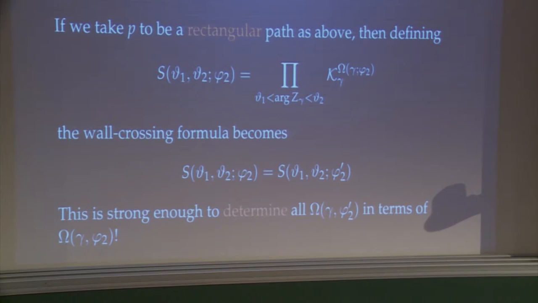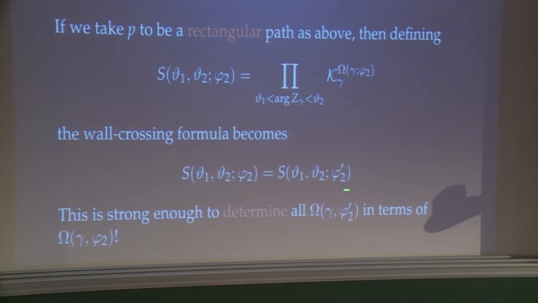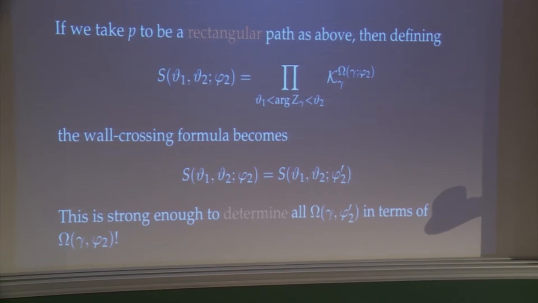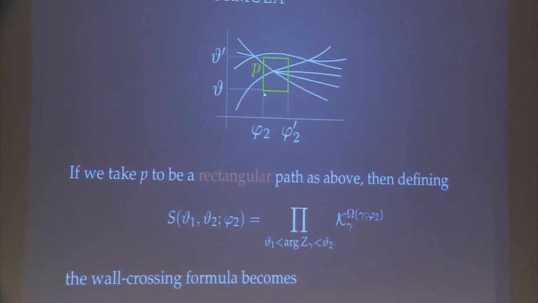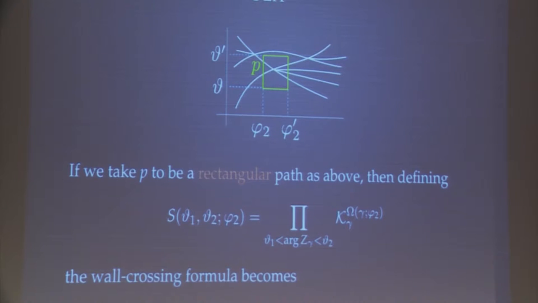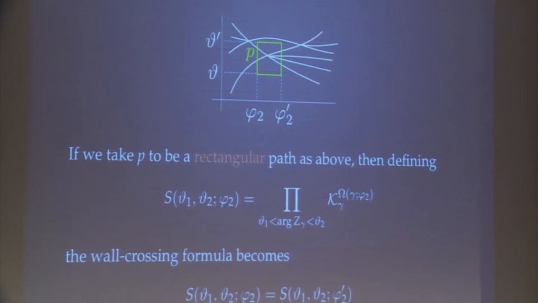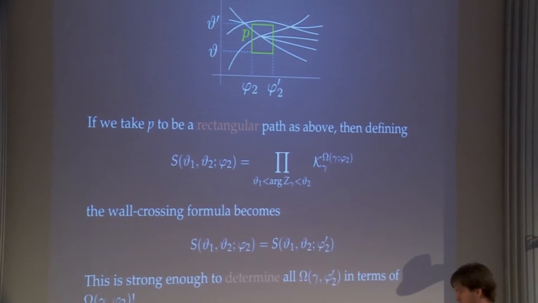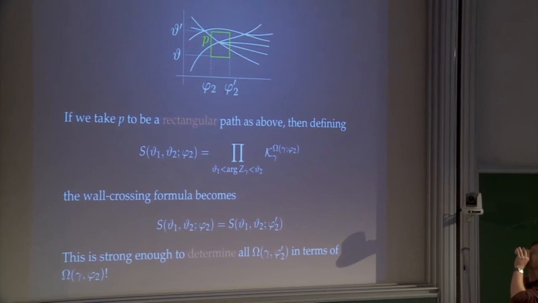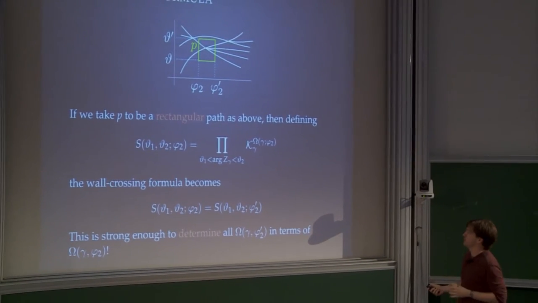And now the miracle about this is that this formula, this condition, is actually strong enough to determine all of the omegas on this side in terms of the omegas on this side. So in that sense, this thing is a wall-crossing formula.